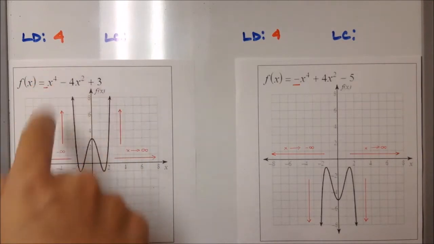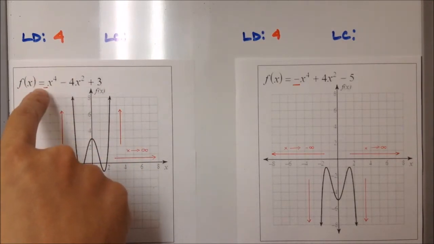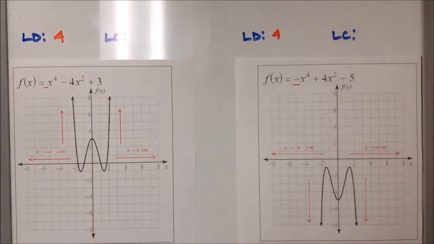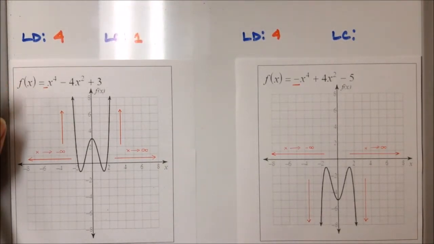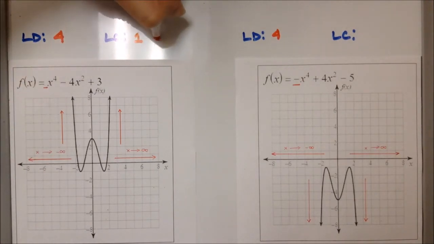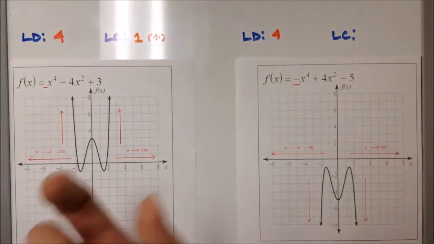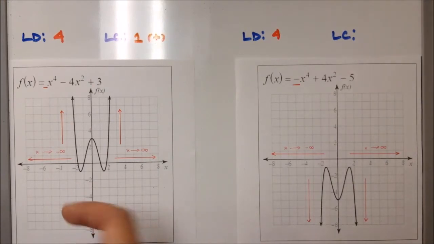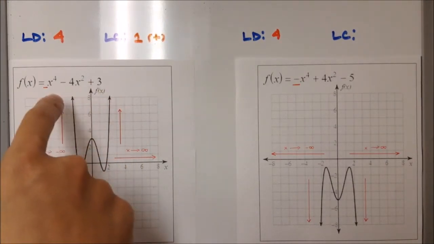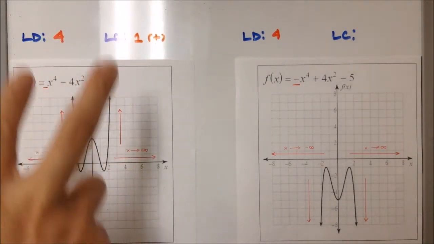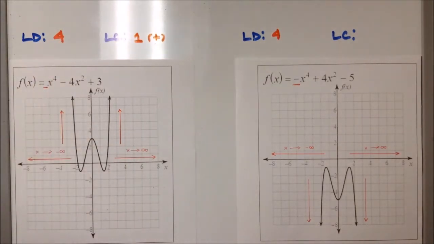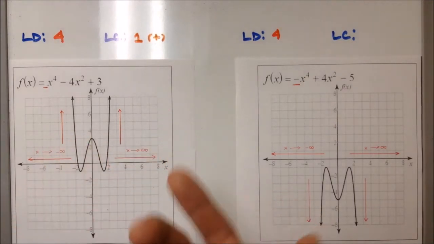So let's look at the one on the left. We have a leading degree of 4. The leading coefficient is a positive 1. But we're not going to focus on the number, we're going to focus on the sign, which is positive. The reason we focus on the sign is because, as you can see, a positive coefficient with an even degree is going upwards. This applies if the leading degree is 2 or 6 or 8 and all the other even degrees.